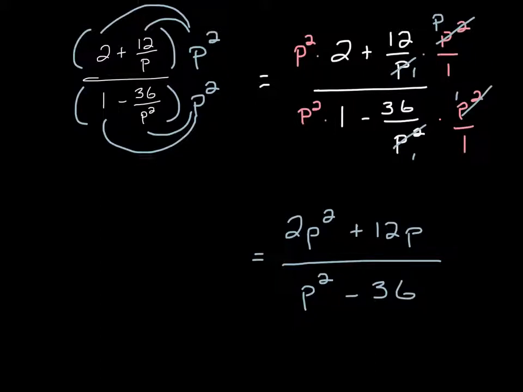So now we performed the first big effort, which was just to get rid of the fractions in the numerator and denominator. And now we have that. Now we just need to simplify the remaining rational expression by factoring and canceling any common factors.